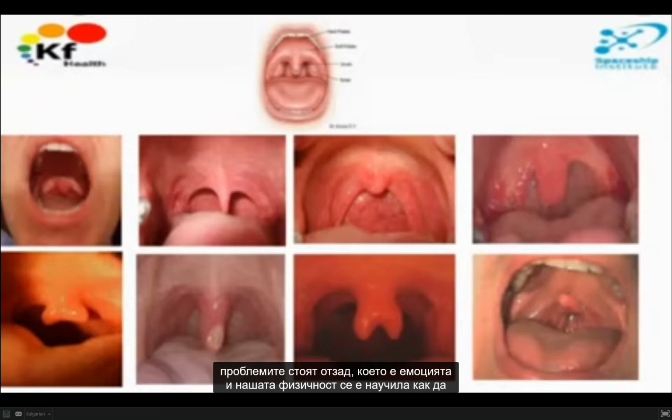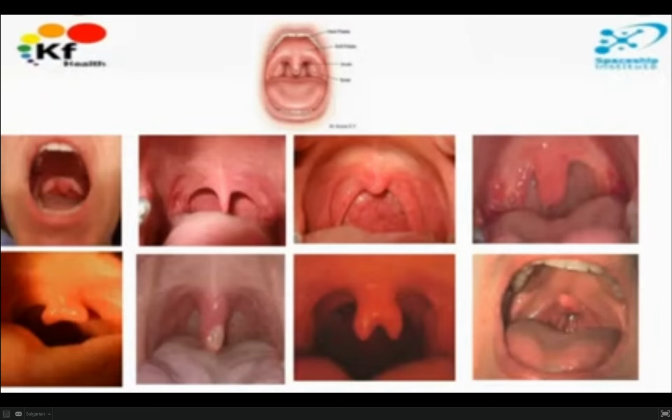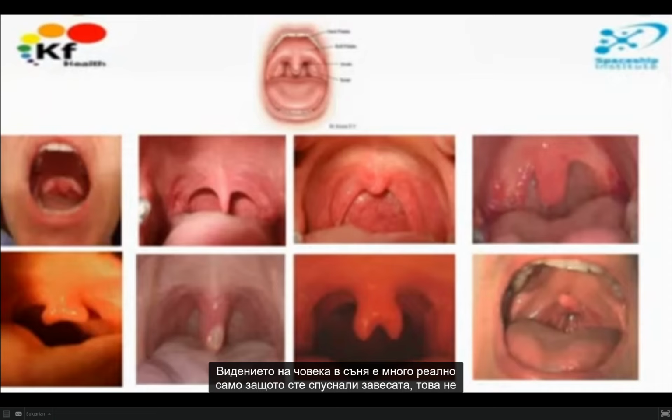And our physicality has learned how to hide behind a lot of problems, and then when you're asleep, your emotions are still active as good as they were when you're awake, and that is transferred down to your uvula, or in some cases is transferred into the sight that you see. Vision of man in sleep is very much real, because just because you close the curtain does not mean the neural system in the background doesn't work.